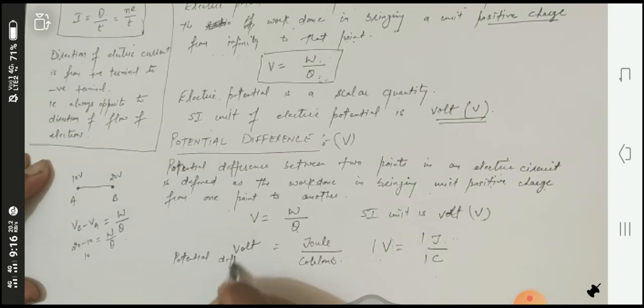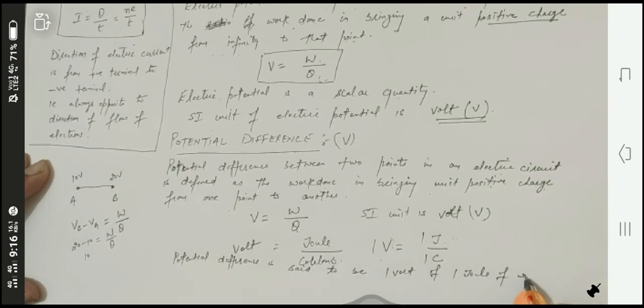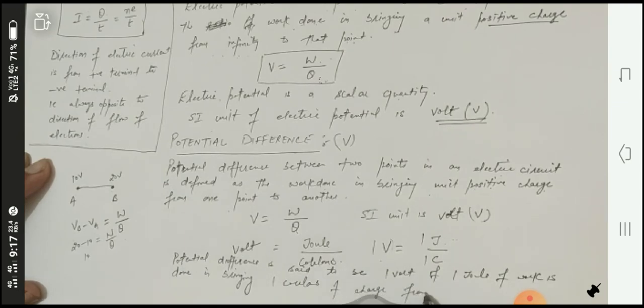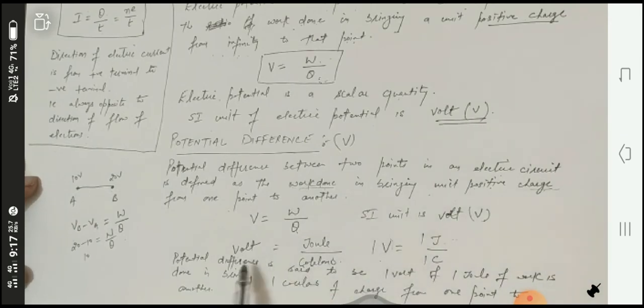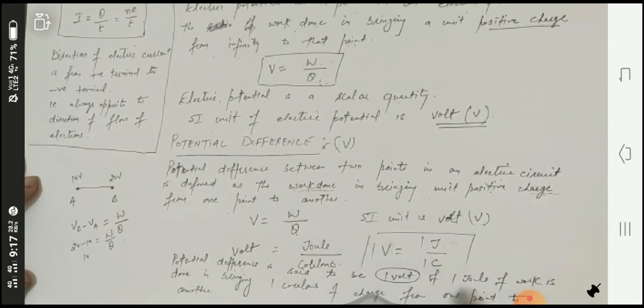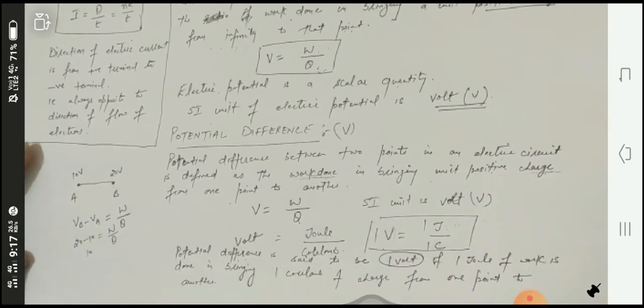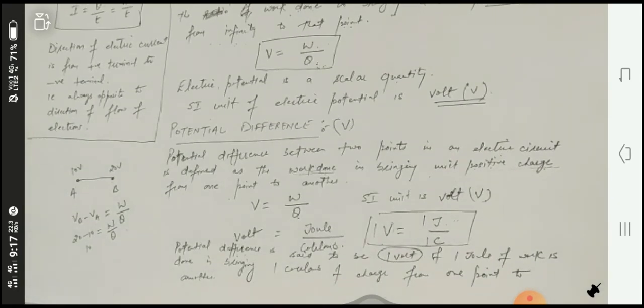Potential difference is said to be 1 volt if 1 joule of work is done in bringing 1 coulomb of charge from one point to another. According to the definition, work should be 1 joule and the charge is 1 coulomb. In that case, the potential difference becomes 1 volt. This is how you can define a unit.